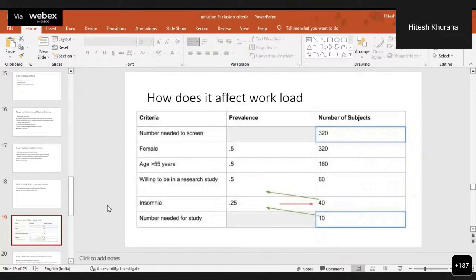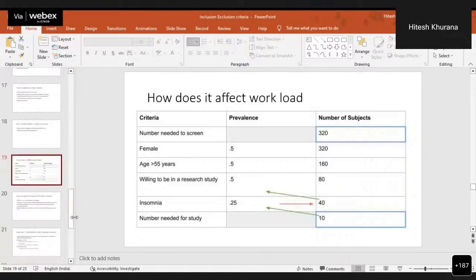So what we do is keep dividing the required number by the prevalence figures, starting with the lowest and going to the highest. If we need 10, 10 divided by 0.25 makes 40, and 40 divided by 0.5 makes 80, and ultimately with these five criteria for selecting 10, we will need 320 subjects minimum. In this way we can estimate our workload, in case we have good inclusion and exclusion criteria available. This is called the attrition chart, and attrition charts are very useful; many skilled researchers use it.